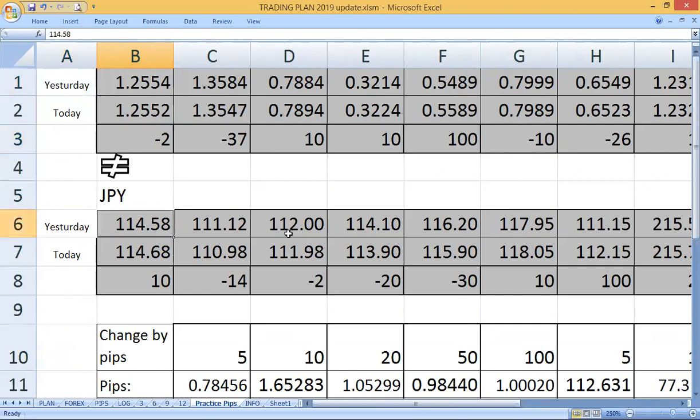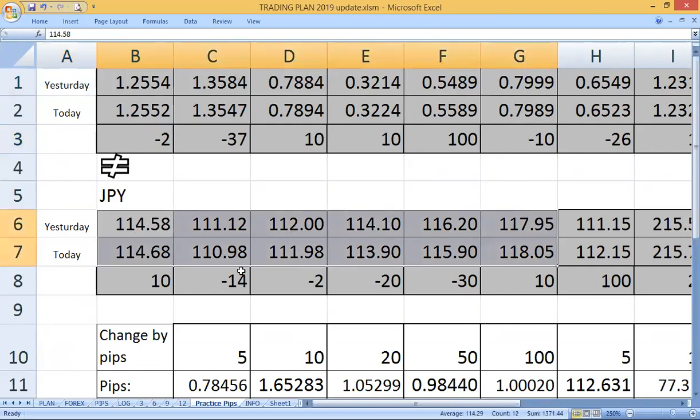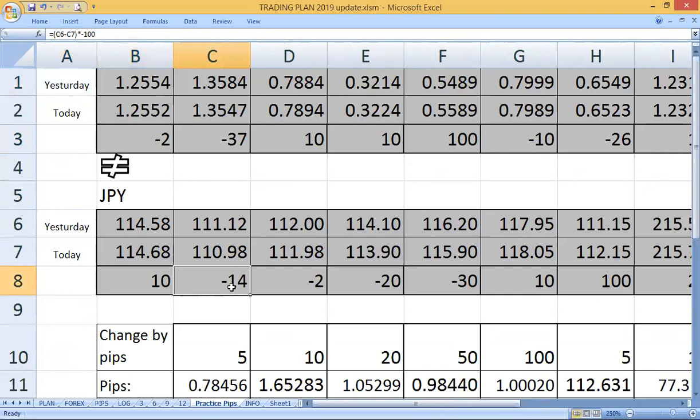As you can see with the Japanese currency pairs, we measure on the second digit after the decimal. So this one increased by 10 pips, this one decreased by 14 pips, 2 pips, 20, so on and so forth. So, it's kind of new in a sense, but at the same time, it's still basic math.